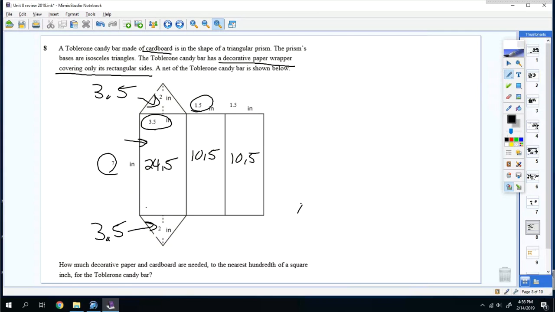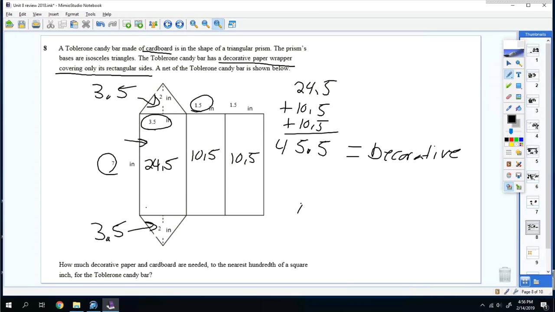So now we're going to find the area of the decorative paper. So the decorative paper is the rectangles. So it's the lateral faces. So we're going to do 24.5 plus 10.5 plus 10.5. You add them all together. That'd be 45.5. Now that's your decorative paper.